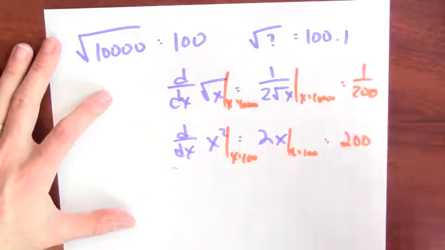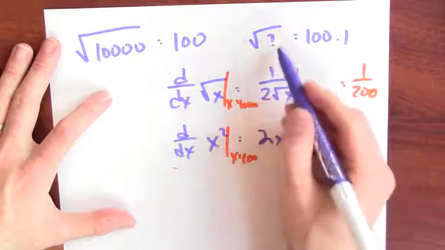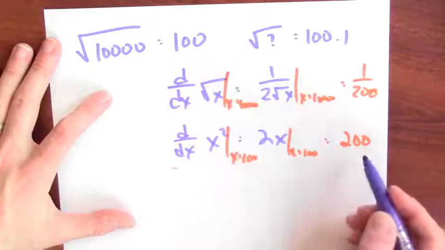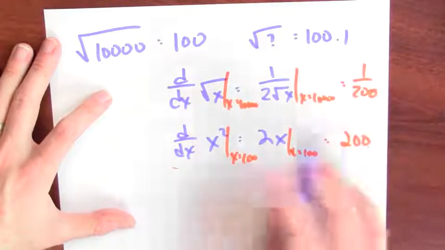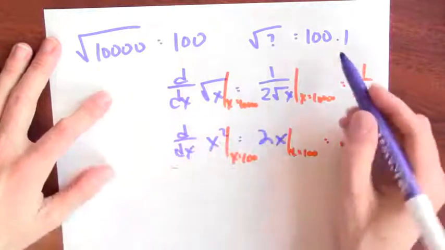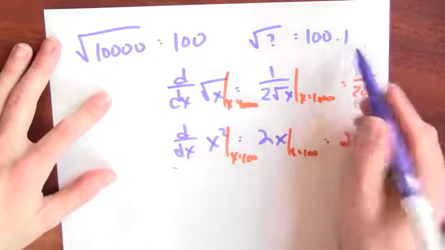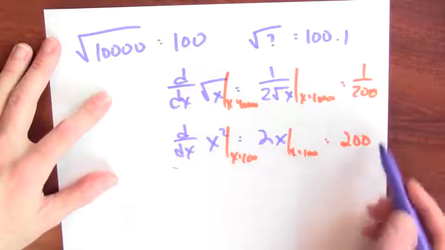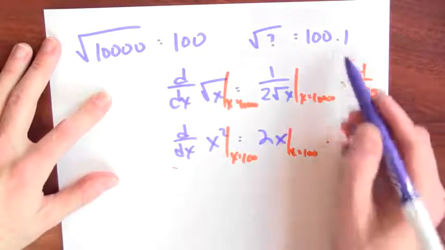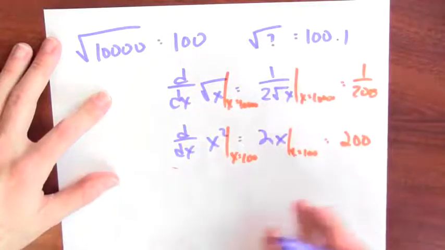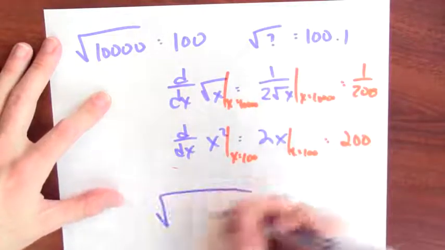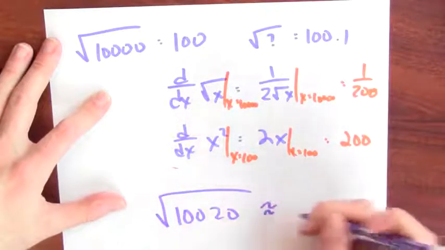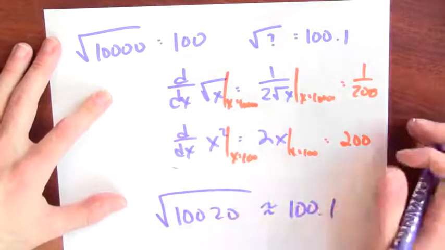Now let's try to answer the original question. I'm trying to figure out what do I have to take the square root of to get about 100.1. Well, the ratio here is about 200 between the input and the output. So if I want the output to be affected by 0.1, I should try to change the input by about 200 times as much. And 200 times 0.1 is 20. So I should try to change the input by about 20, and sure enough, if you take the square root of 10,020, that's awfully close to 100.1.